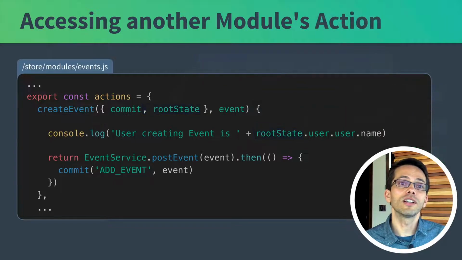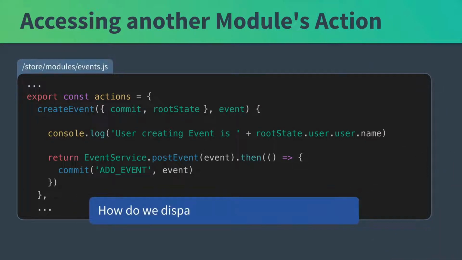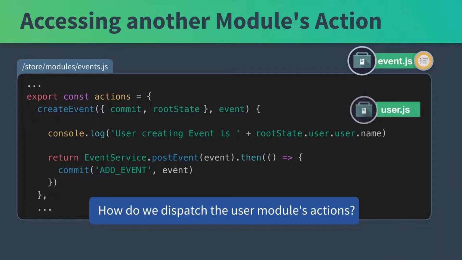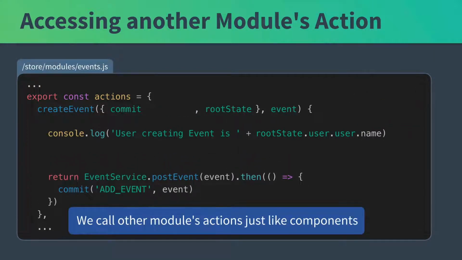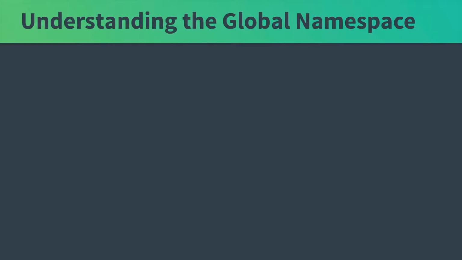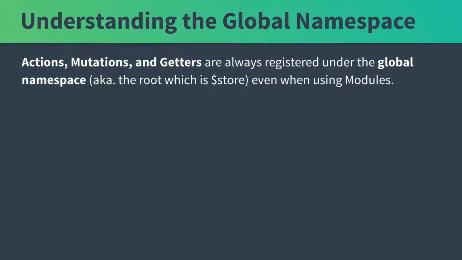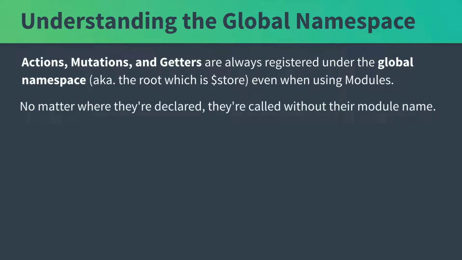It's also common to call another module's actions from inside your action. How might we do that? Specifically, how do we dispatch the user module's actions from inside an event action? We can do that a lot like we would inside of a component. We'll add dispatch from the context object, and then we'll dispatch the action we want to call. This works fine, and that's because our actions are on the global namespace. See, actions, mutations, and getters are always registered under the global namespace, also known as the root, which is $store, even when using modules. What this means is, no matter where they're declared, they're called without their module name.